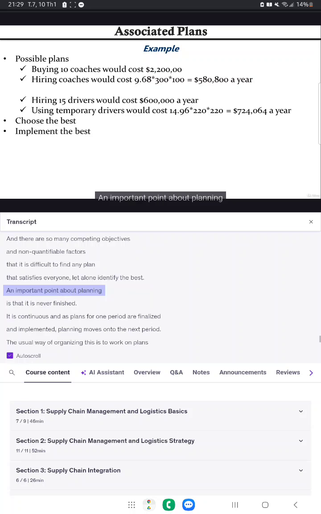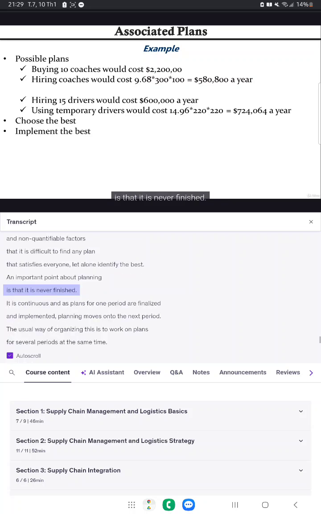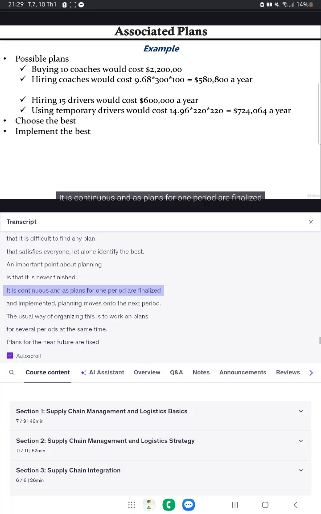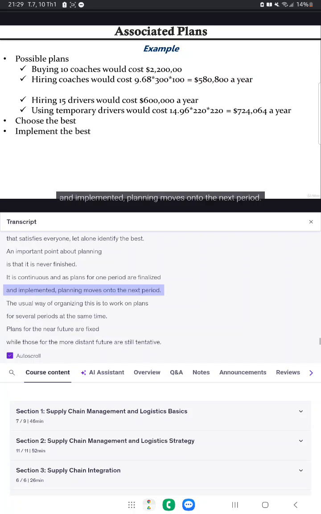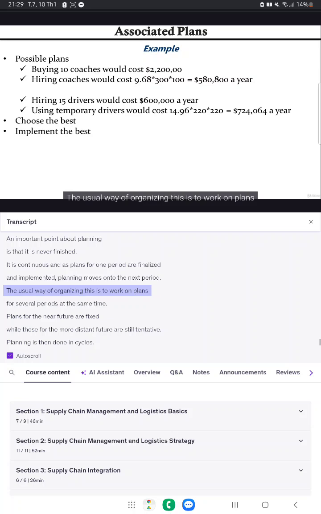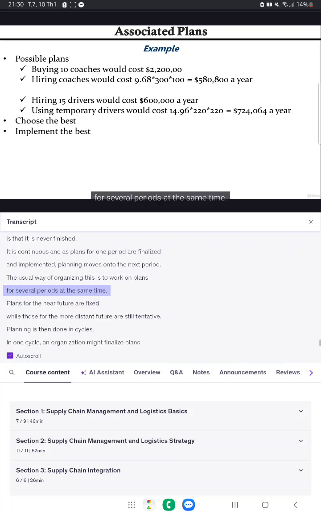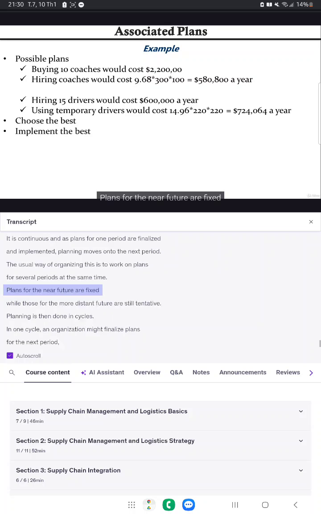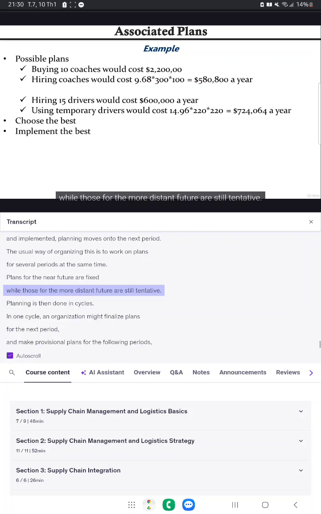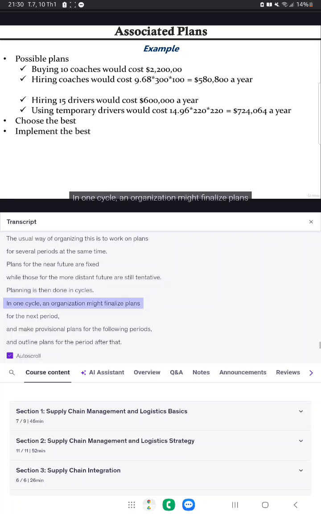An important point about planning is that it is never finished. It is continuous, and as plans for one period are finalized and implemented, planning moves on to the next period. The usual way of organizing this is to work on plans for several periods at the same time. Plans for the near future are fixed, while those for the more distant future are still tentative. Planning is then done in cycles. In one cycle, an organization might finalize plans for the next period and make provisional plans for the following periods and outline plans for the period after that.